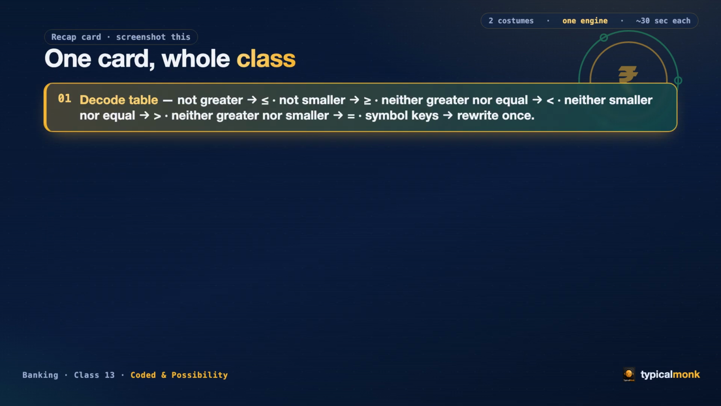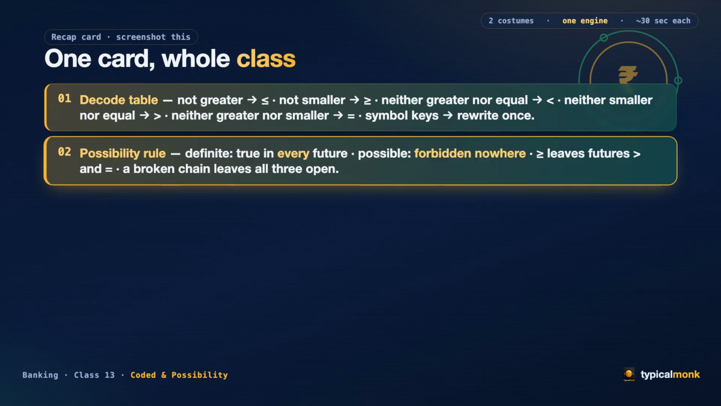And now, the whole class on one card. Take a screenshot. Block 1, the decode table. Not greater means less than or equal to. Not smaller means greater than or equal to. Neither greater nor equal means less than. Neither smaller nor equal means greater than. Neither greater nor smaller means equal. And symbol keys: rewrite once.